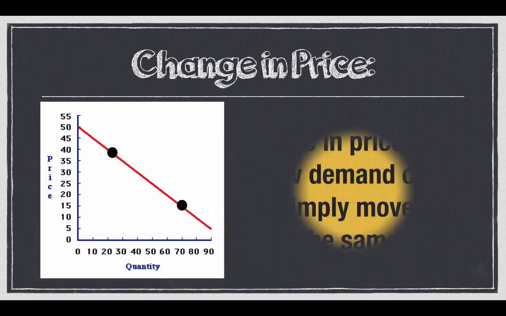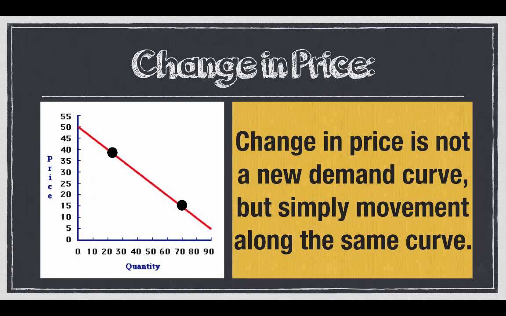The other one is a movement to a new curve. A change in price does not cause a brand new curve, it just stays on the same one. You move along it. It just changes how many people are willing to buy that product. There's no new demand, right?